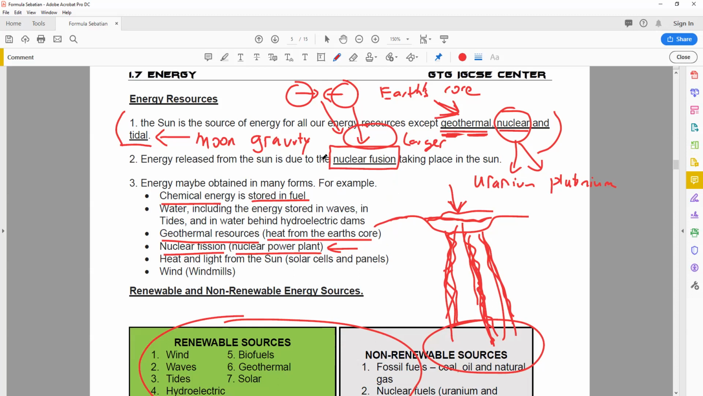Just now I said that nuclear fusion is the fusion of two smaller nuclei to form one larger nucleus, right? Nuclear fission is one large nucleus splitting into two smaller nuclei or atoms. But you'll learn this process later on in year 11. So for now, all you need to know is that fusion is fusing together. Fission is the separation.